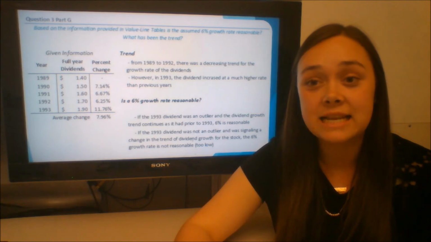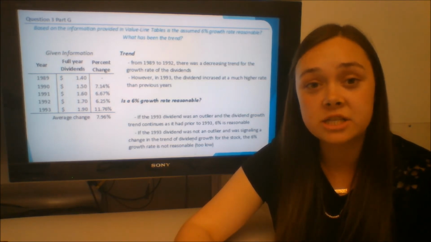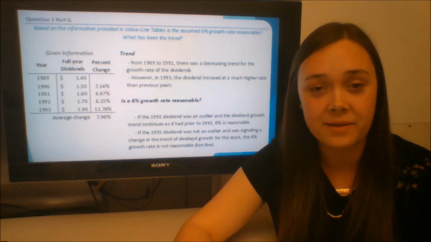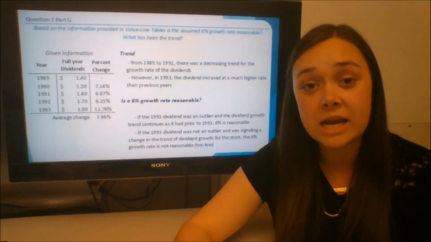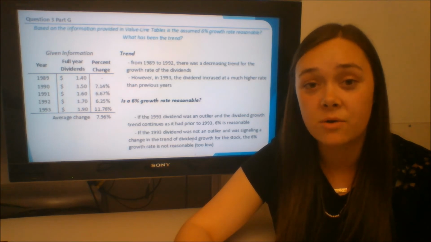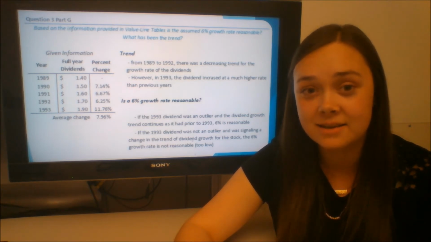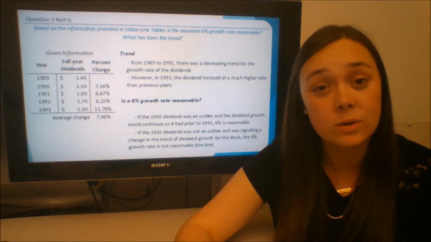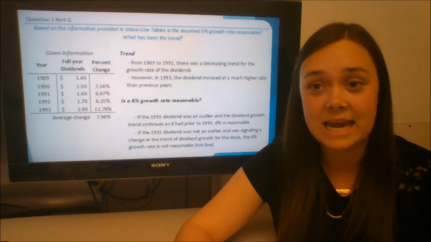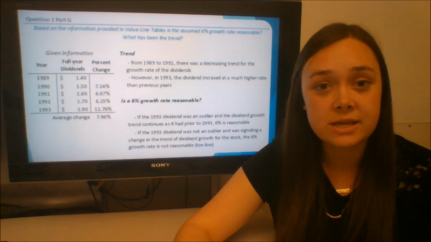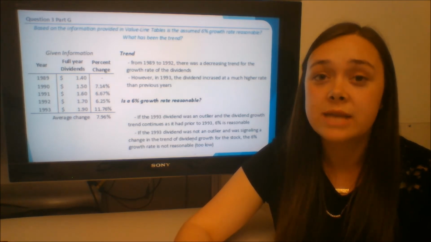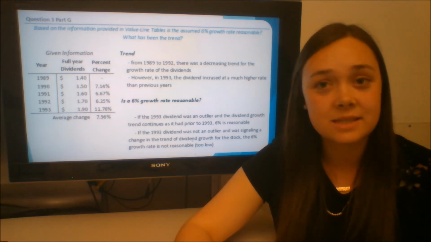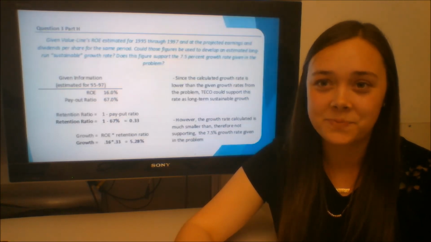From 1989 to 1992, the percentage change in the dividend increase was actually decreasing and getting closer to 6% growth rate. However, in 1993, there was an increase in their dividend payout, resulting in a growth rate of 11.76%. Therefore, if you take the information given for 1993 as an outlier and follow the trend between 1989 and 1992, the 6% growth rate is reasonable. However, if you take into consideration this growth rate increase in 1993, the 6% growth rate is far too small.